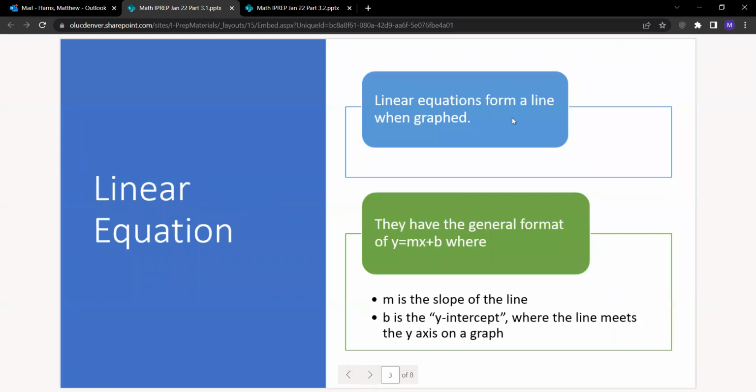So linear equations form a line when they're graphed, and they have a general format of y equals mx plus b, where m is the slope of the line. So that's going to kind of tell us how steep it is. The bigger m is, the more steep our line will be. And b is our y-intercept, and that is where the line meets the y-axis on the graph. So let's look at what these mean.